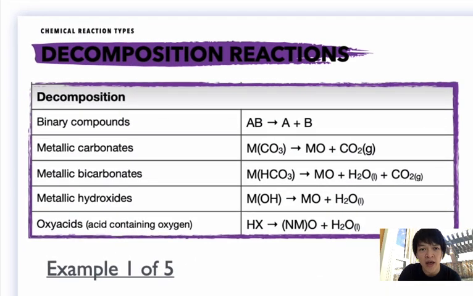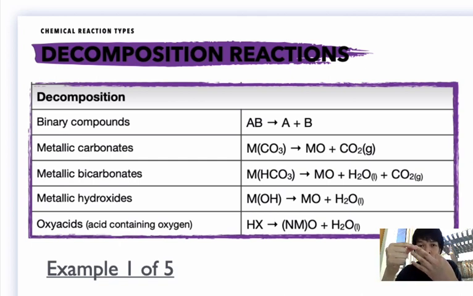If we look on the left side, we're going to see that there are 5 types of decomposition reactions. The very first type is called a binary compound decomposition. This is where you have 2 elements that are in a compound, and then they break apart. The second type of decomposition reaction involves metallic carbonates, and this is basically when you have a metal carbonate. That's kind of it. The third type of decomposition is when you have a metallic bicarbonate.